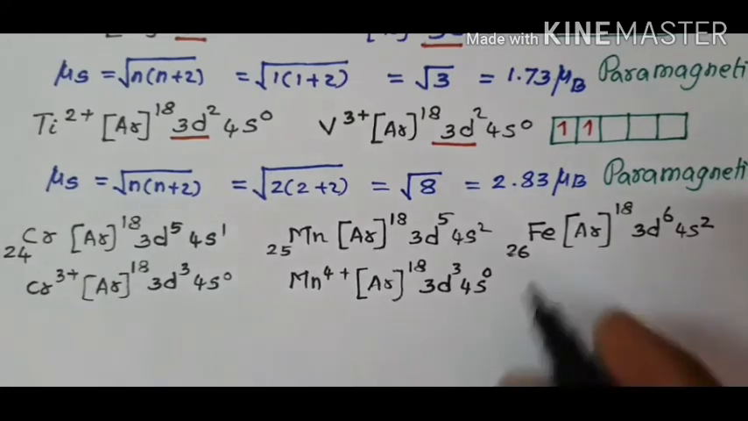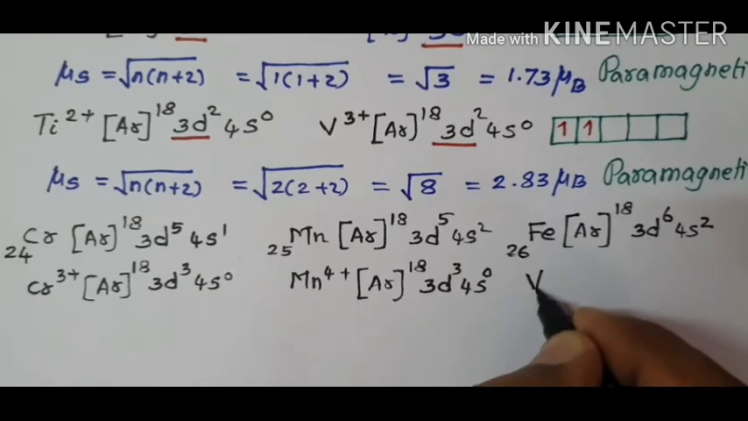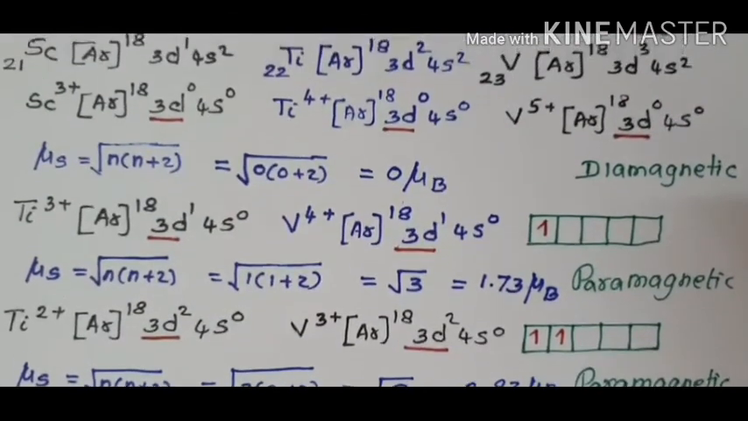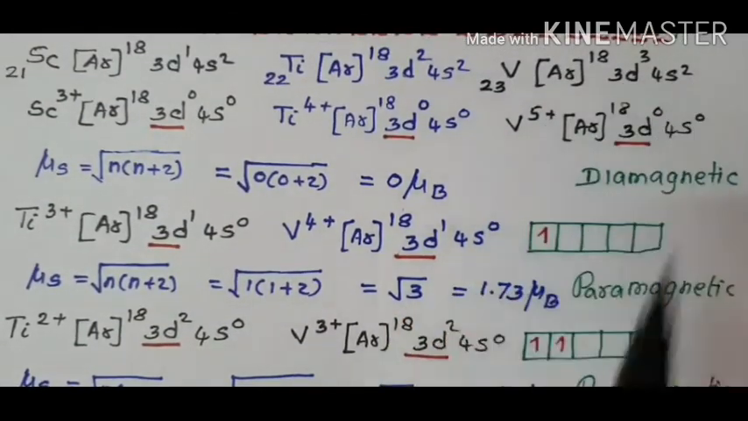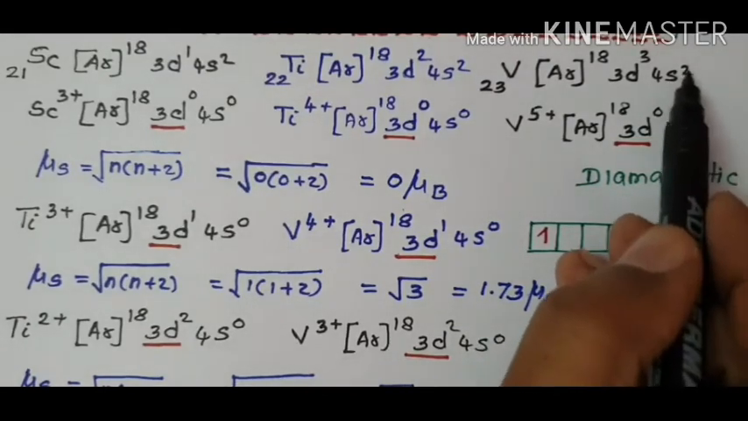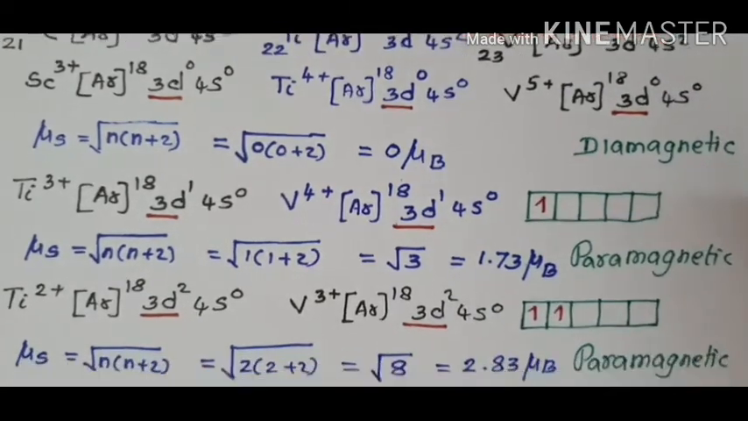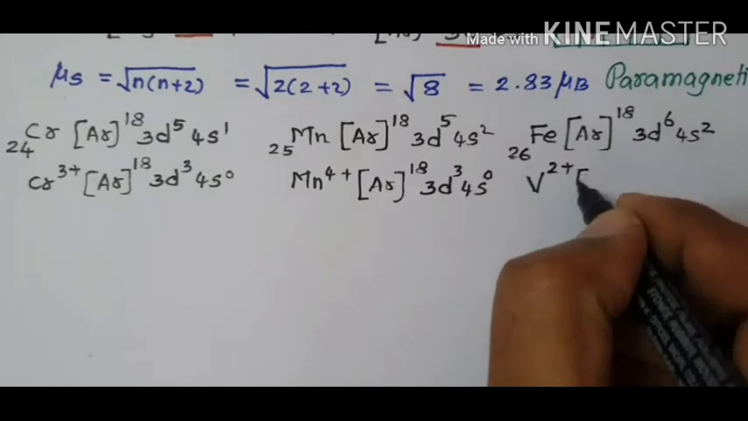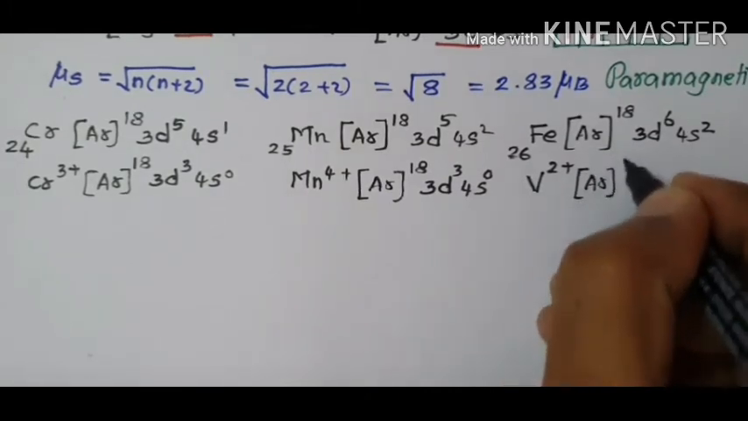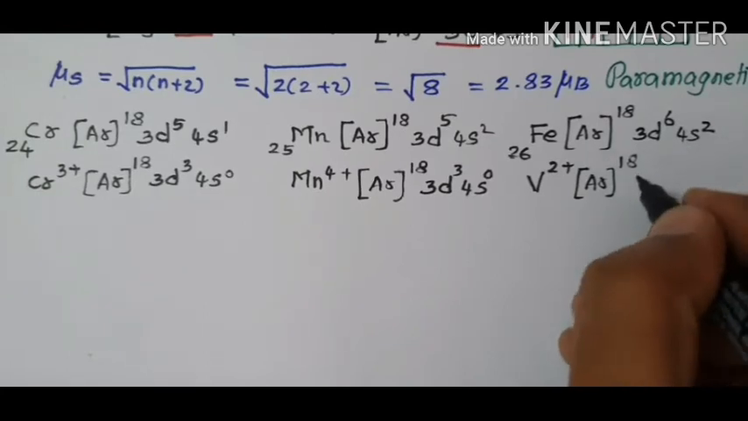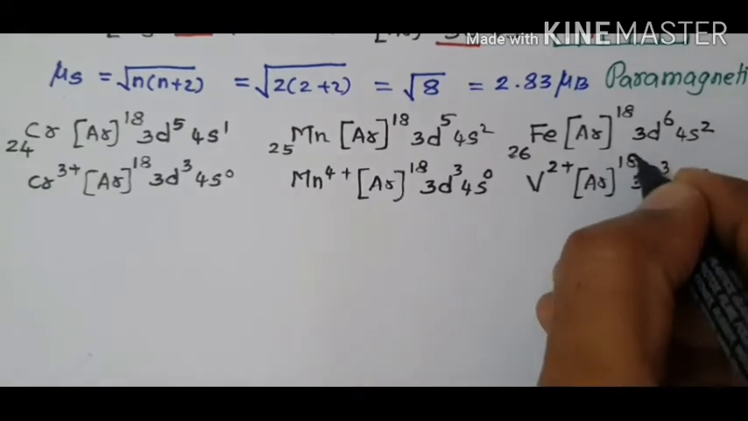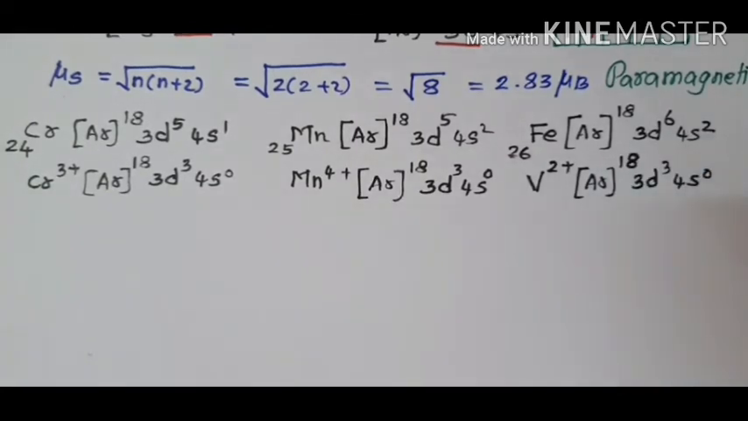We can also write the electronic configuration of vanadium 2 plus. Vanadium we know is 3d3 4s2. Vanadium 2 plus means it lost how many electrons? 2 electrons from the 4s level. Therefore vanadium 2 plus also contains argon 18, 3d3 and 4s0. How many electrons in the d orbital?